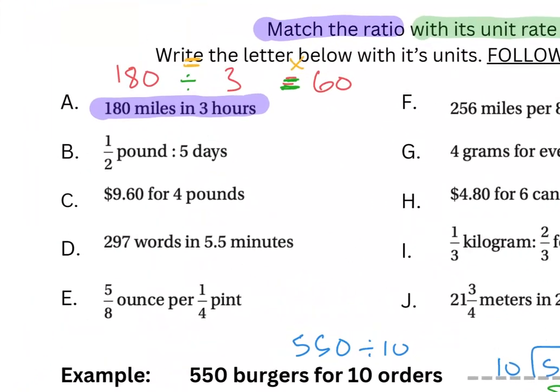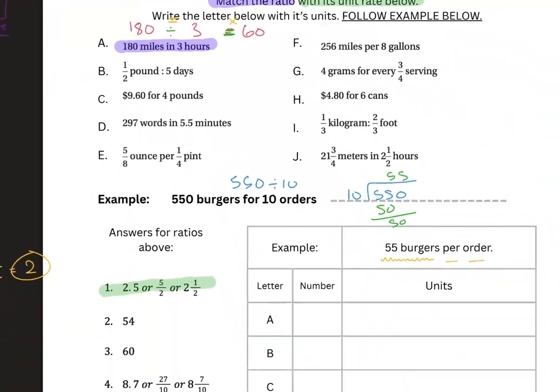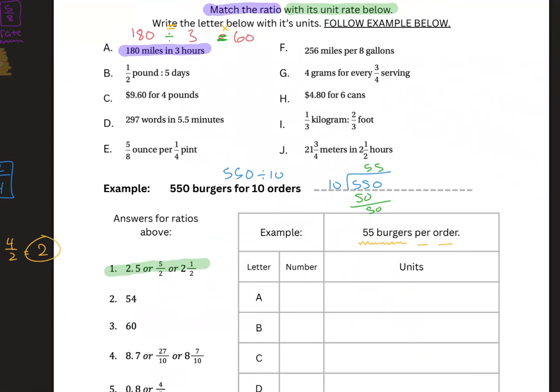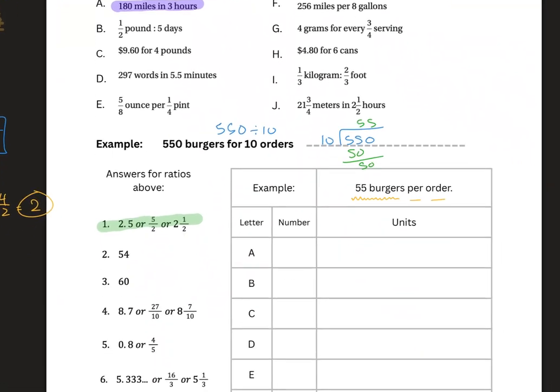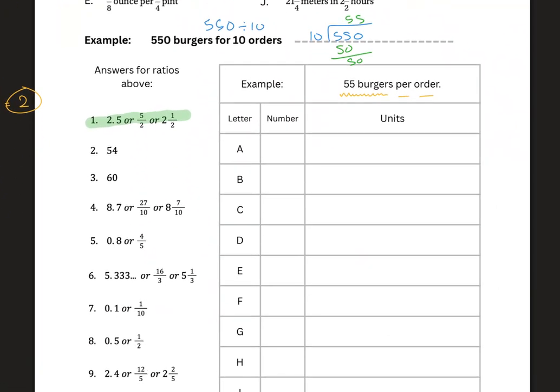So let's finish this one up. Oh, I mean, we're done with that one. 180 divided by 3 is 60. So for letter A, the answer is 3. And I already kind of said it was 60 miles per hour.